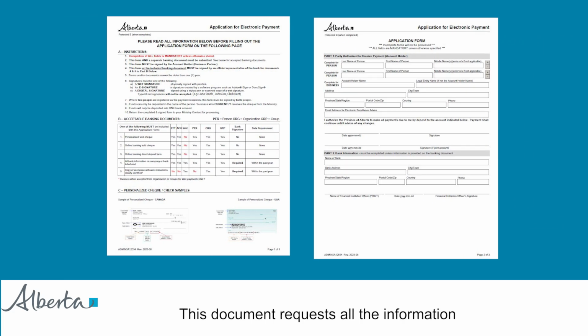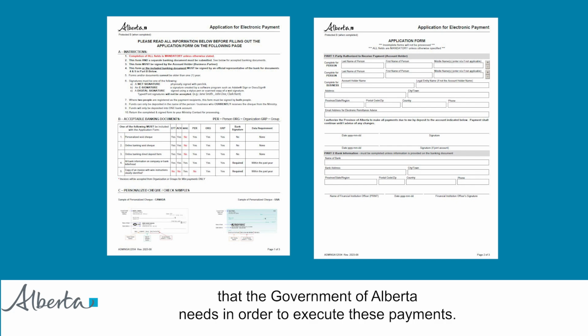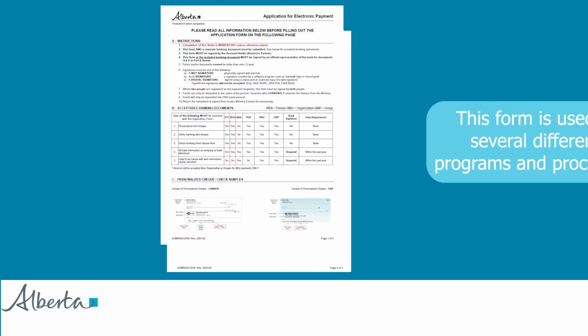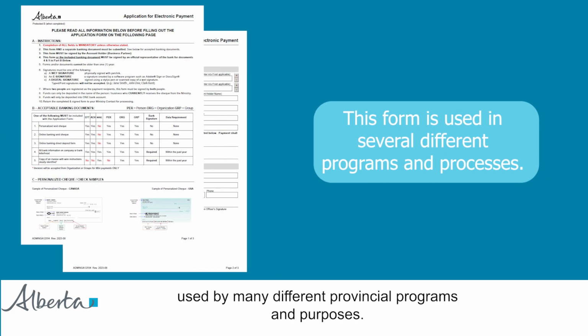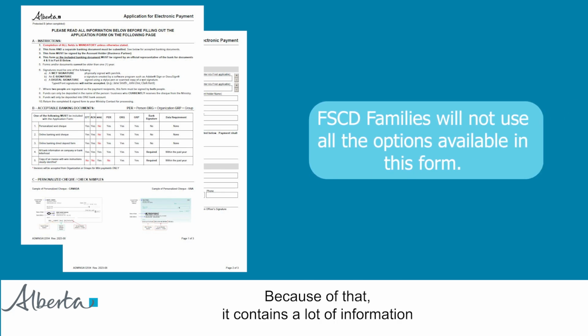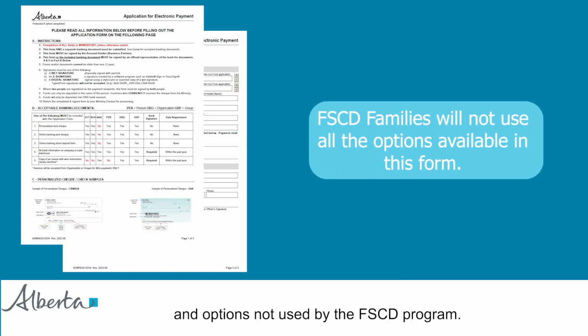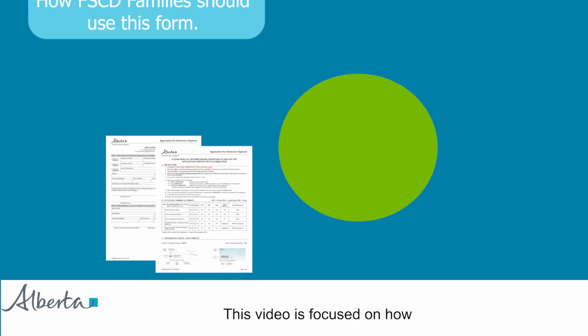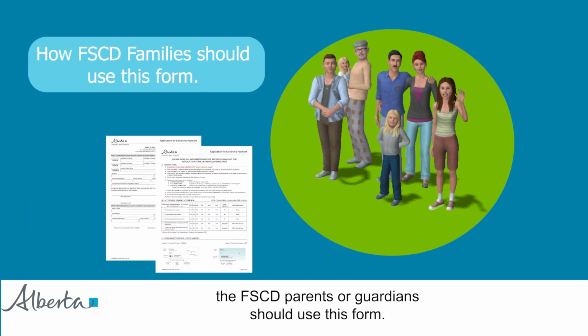This document requests all the information that the Government of Alberta needs in order to execute these payments. That means that all the information requested on this form is mandatory. Keep in mind that this form is used by many different provincial programs and purposes. Because of that, it contains a lot of information and options not used by the FSCD program. This video is focused on how the FSCD parents or guardians should use this form.